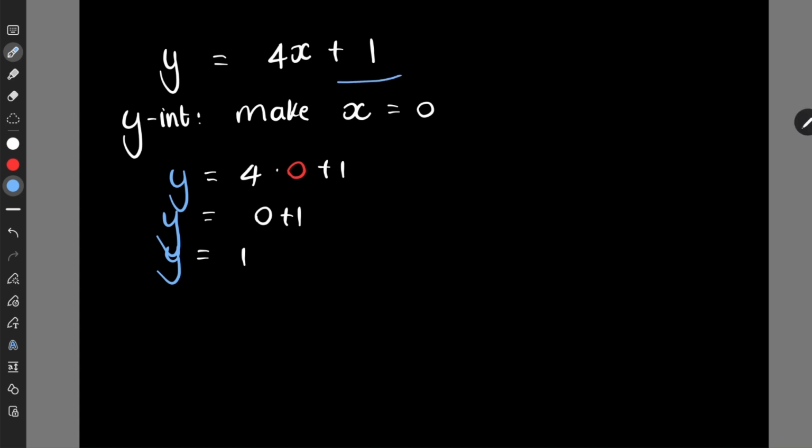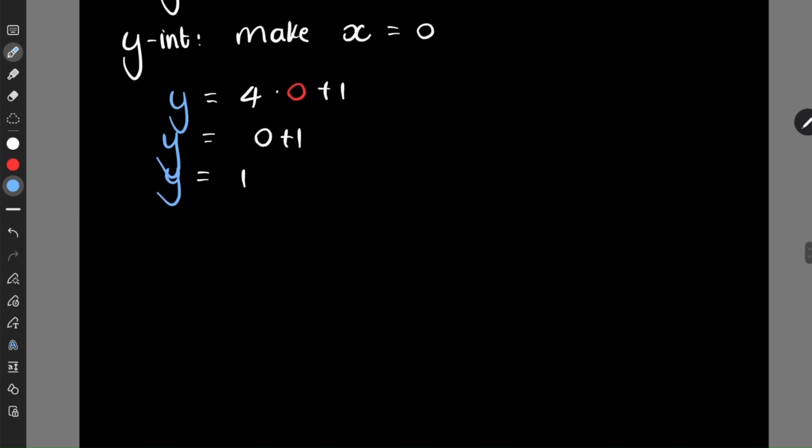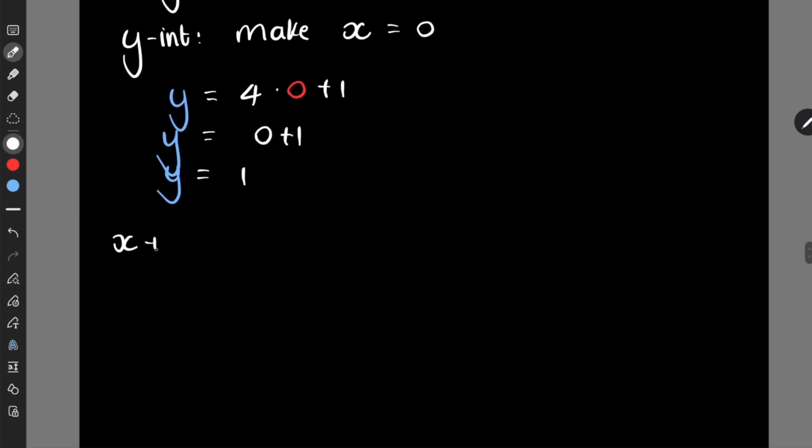Like I said in the previous part, you can just look at this here, and this will actually tell you what the y-intercept is. But in case you forget that you can look at that, you just make x 0. Why do you make x 0? I'll explain that in a moment. But for now, let's just look at how to find the x-intercept.